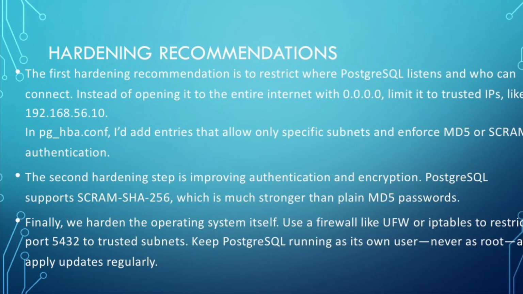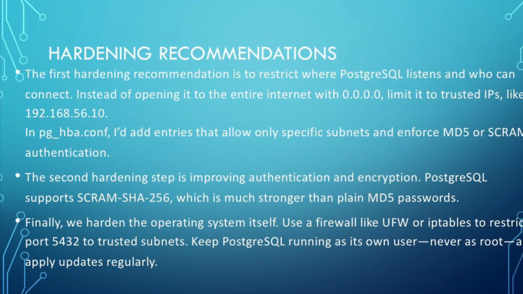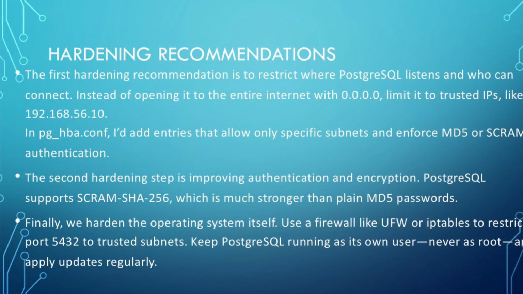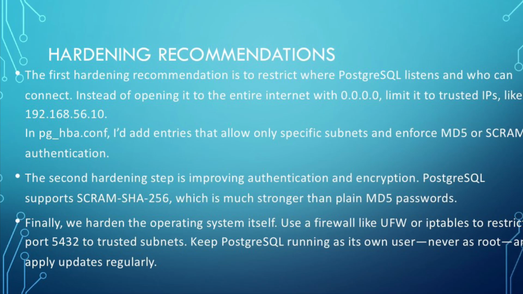The second hardening recommendation is to have strong authentication and encryption. This recommendation focuses on securing the authentication and data transmission process. I enabled scram-sha-256 password encryption by editing the configuration line password_encryption equal to scram-sha-256. Then I enabled SSL in PostgreSQL by setting ssl equals on, using valid server certificates.